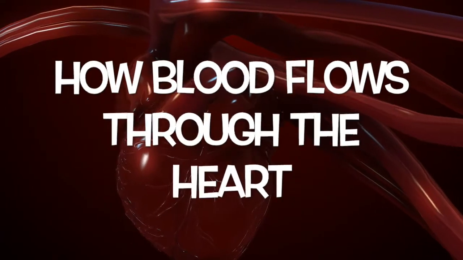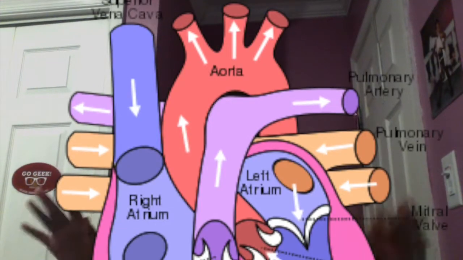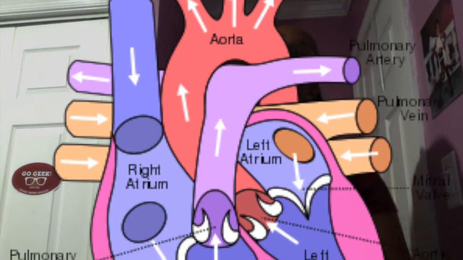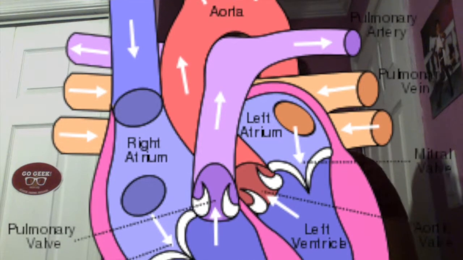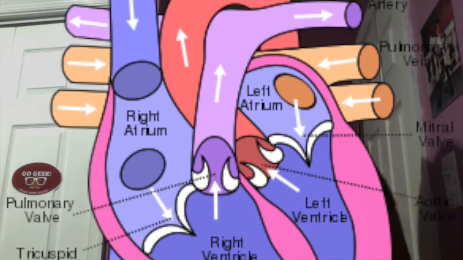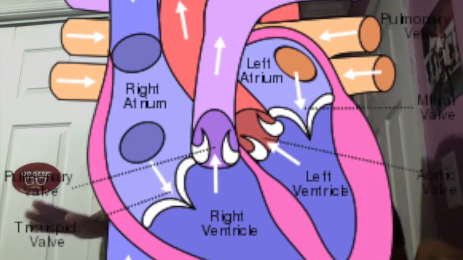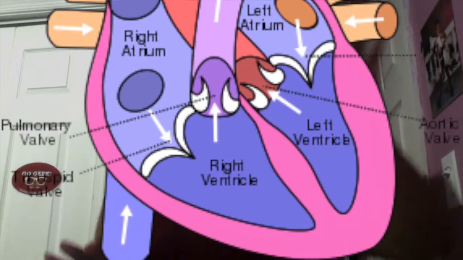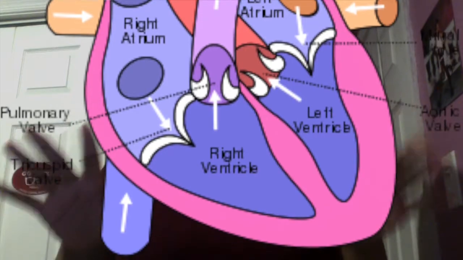So let's explain the parts of the heart. You have 2 atriums, 2 ventricles, 4 valves. You have 2 semilunar valves and 2 cuspid valves. And then you have a pulmonary trunk, an aorta, pulmonary arteries, and pulmonary veins. You have arteries that come off the aorta. There's just a lot of stuff for your heart.